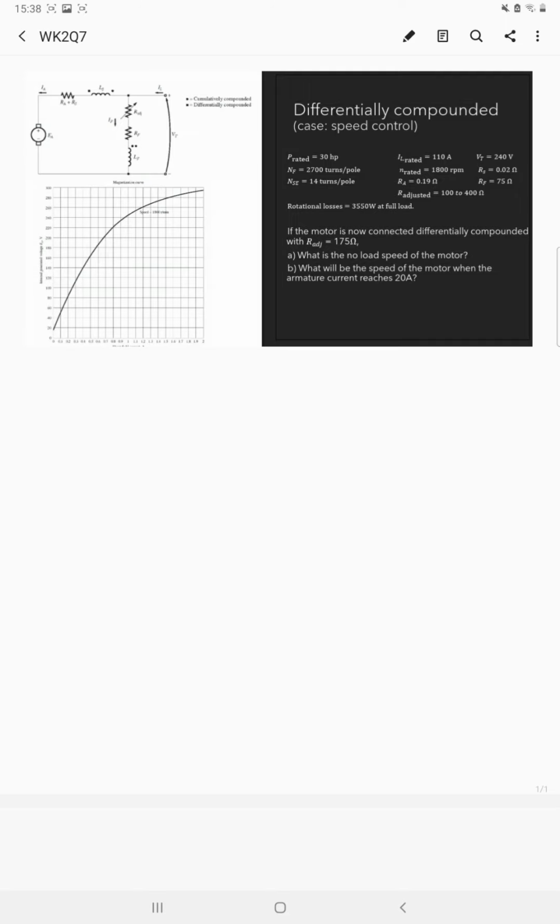We're looking at the continuation of question 6, in which the same motor is now connected, or we can say that eventually became differentially compounded, with R adjusted 175 ohms. Okay, so now what is the no load speed of the motor?